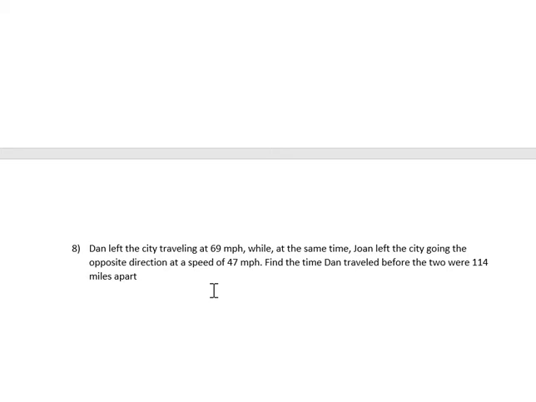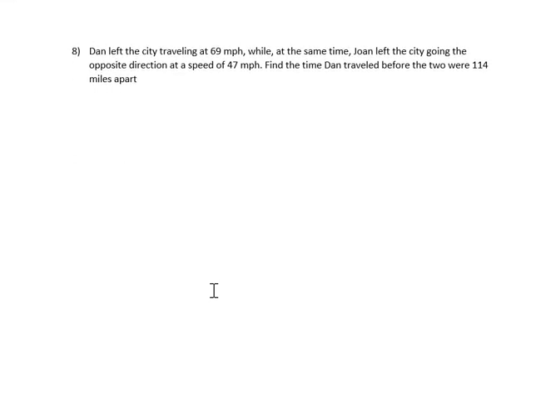Okay. Dan left the city traveling at 69 miles per hour, while at the same time, Joan left the city going the opposite direction at a speed of 47 miles per hour. Find the time traveled before the two were 114 miles apart. Not a big deal. You just have to do CUBE.